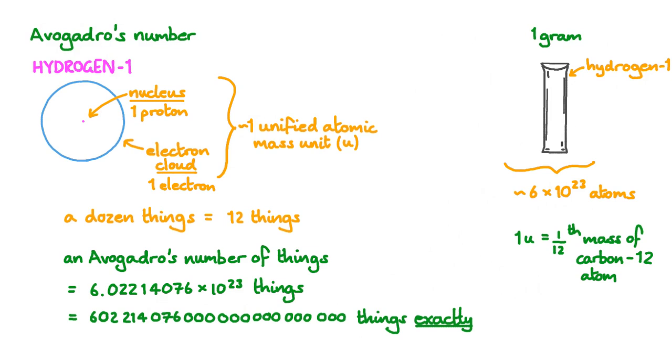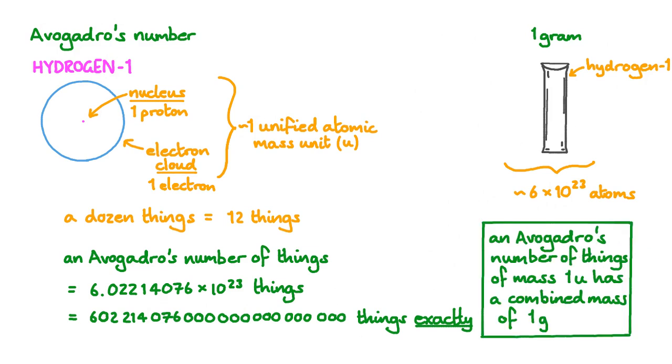Now, all this seems pretty roundabout. All we've got is a massive number, but what's it useful for? Truth be told, Avogadro's number is an awkward necessity for converting between unified atomic mass units and grams. So, an Avogadro's number of things, each weighing 1 unified atomic mass unit, has a combined mass of 1 gram.